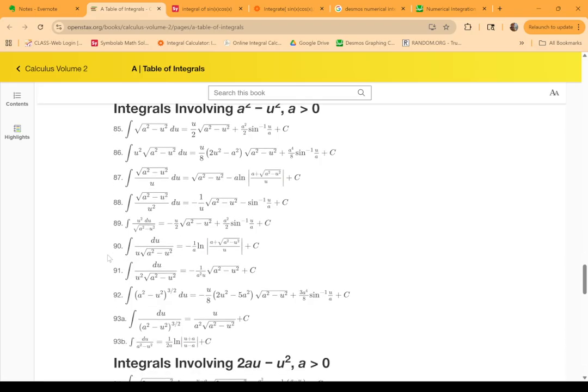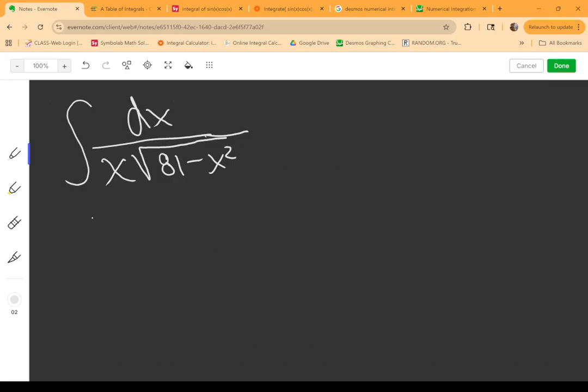Here we go. Integral number 90. If we look at this one, that's exactly what we have: du, u in the denominator, and then the square root of a squared minus u squared. So for my particular one, a is going to be 9, and it's going to follow this pattern: negative 1 over a, ln of a plus the root, exactly as it is, a squared minus u squared, all over u. For my particular case, a is 9, and u is just x.